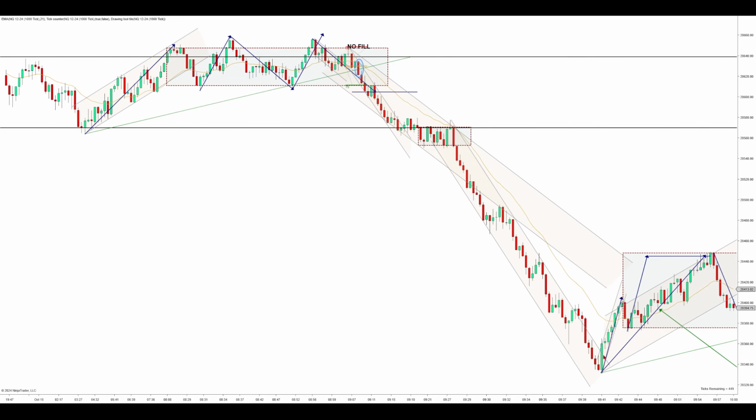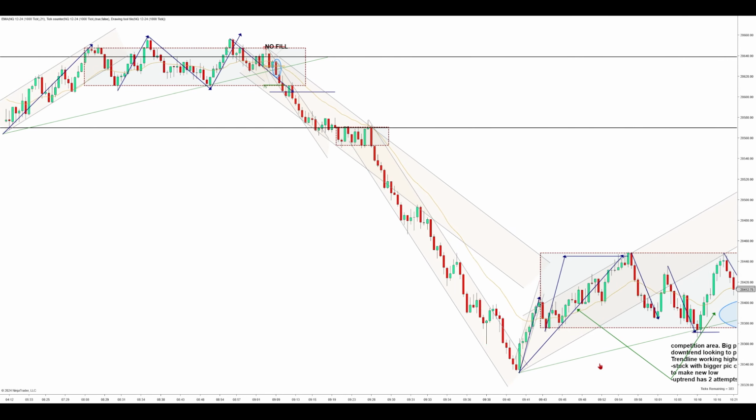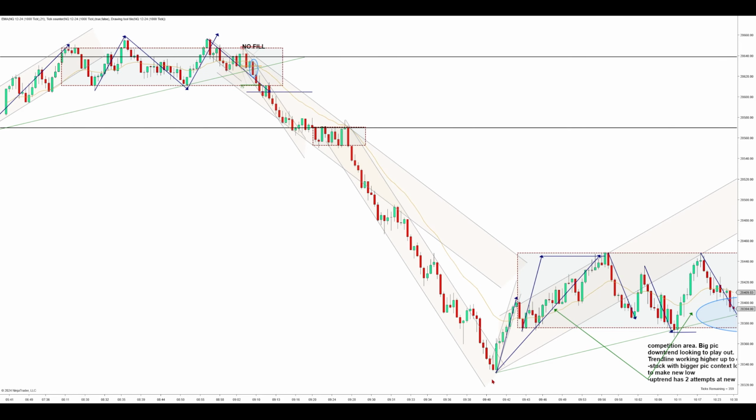Price starts reacting to this lower trend line right here, but it's just one leg up, so you can't take a short there. You want to see 2 legs, and then eventually we get this 2-legged move up. So measured move is met. As soon as the measured move is met, it immediately starts pushing below.